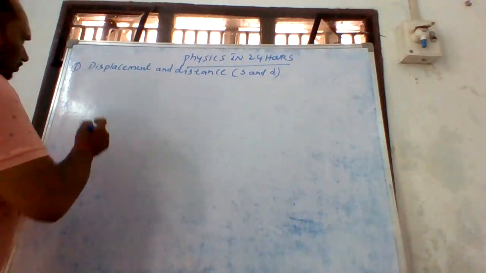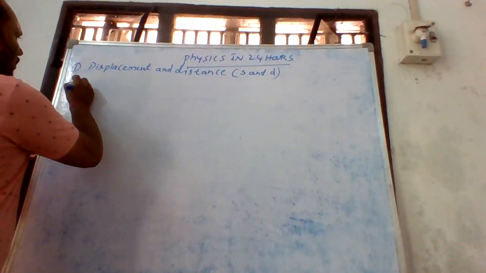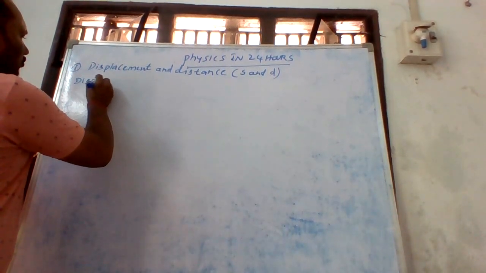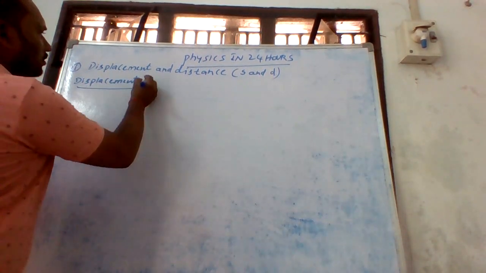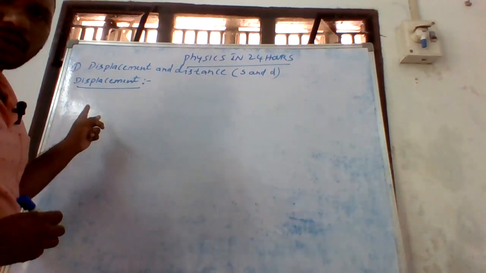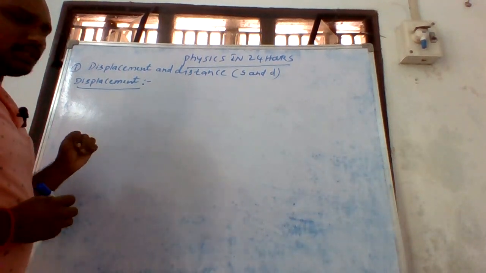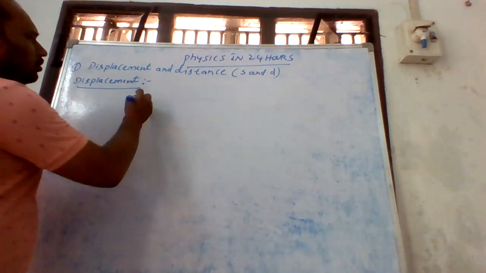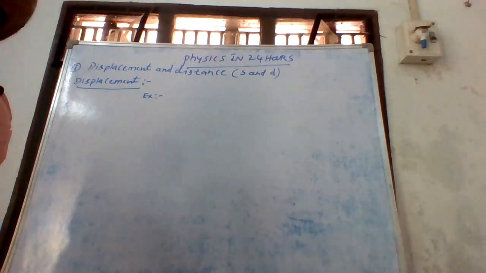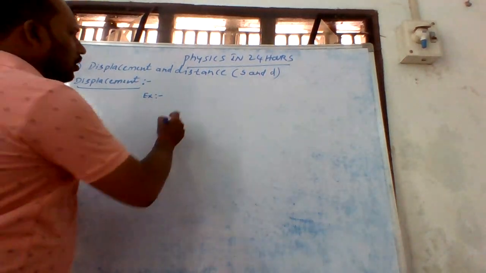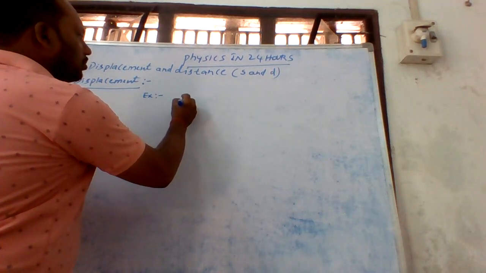Let's see one by one. First we go to displacement. What is meant by displacement? With the help of an example, so that you people understand. Let's see an example.